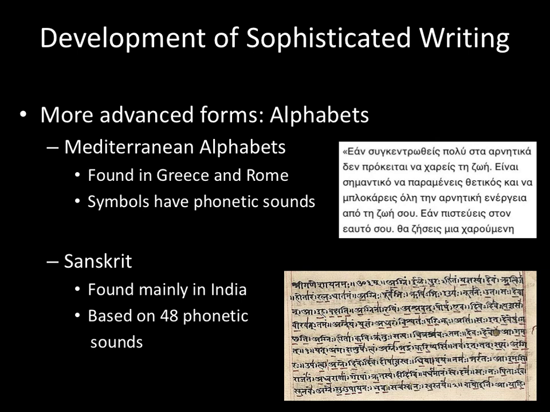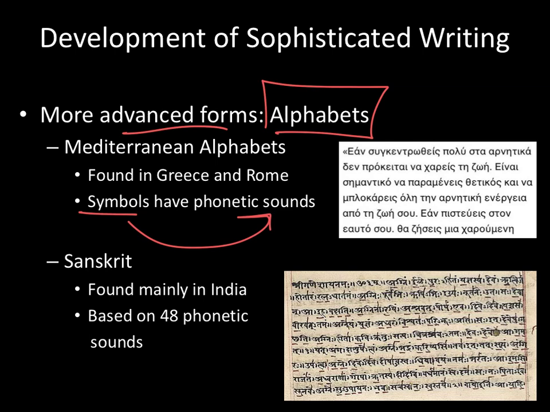Again, we have to give props to ancient Greece because they even have a more advanced form of a writing system. Greece was known for developing an alphabet. Well, what makes an alphabet? It's where the symbols actually have phonetic sounds. And voila, you have the ancient Greek alphabet down below there and some text.